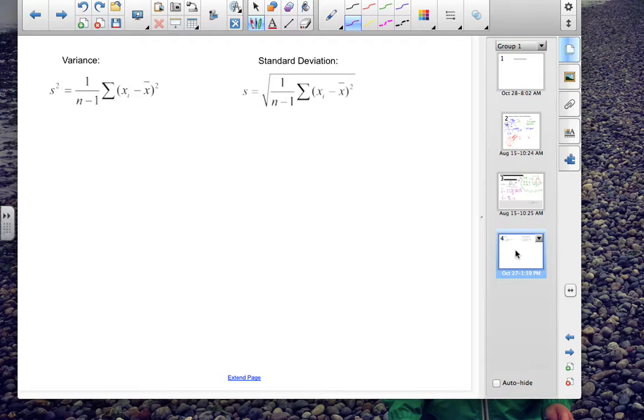So we don't really have a formula for standard deviation. We have a formula for variance, and that's what we're going to find, the variance. But once we have the variance, it's easy to find the standard deviation because all we have to do is take the square root of it. So the variance is the standard deviation squared, or the standard deviation is the square root of the variance.